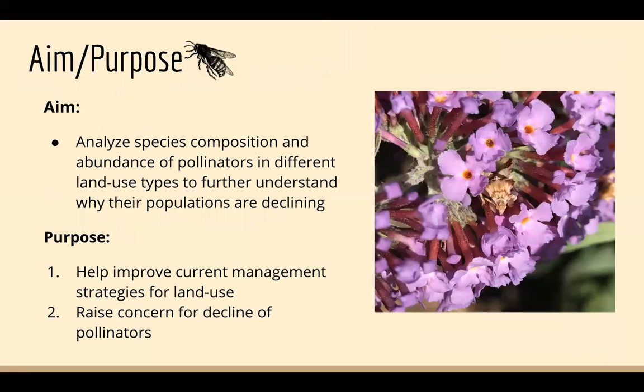Since pollinators are responsible for many important aspects of our daily lives, and since there have been correlations between land use and declining rates of pollinators, I wanted to further explore pollinator species composition and abundance in different land use types to further understand why their populations are declining. With this, my ultimate purpose is to help improve current management strategies for land use while also raising concern for decline of pollinators, since it is not a very well-studied subject other than for honeybees.